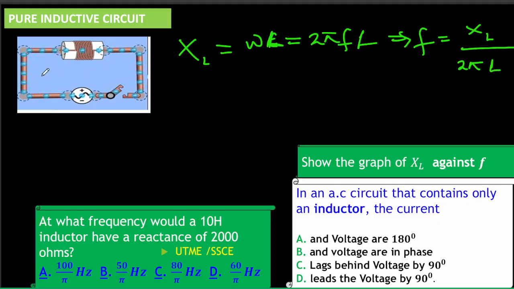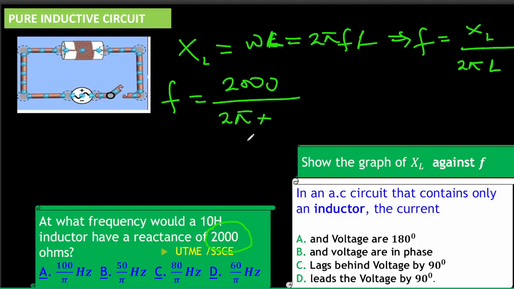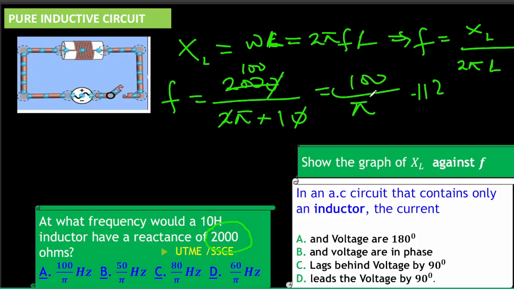If we plug in our values, F is equal to XL, the reactance, 2000, over 2 pi times L, which is 10 Henry. So 0 takes care of 0 here, and then 2 here. So we have 100. It's 100 over pi hertz. That's the correct option.